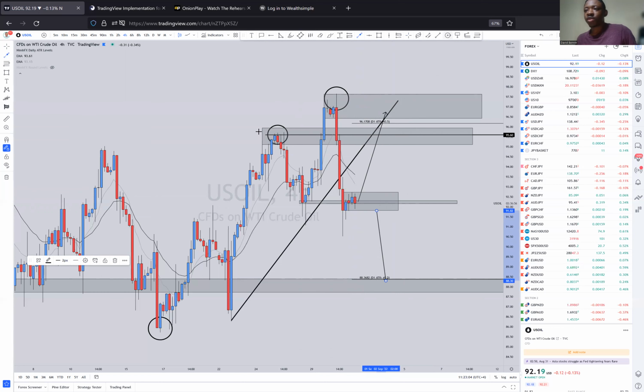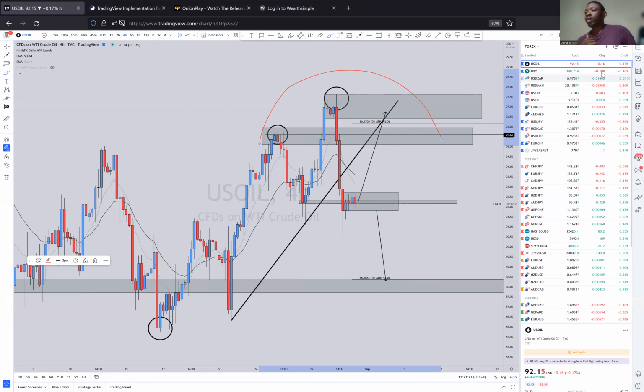Something of this sort, right? If it comes here, potential head and shoulders, and drop to the downside. So this is what I'm seeing on oil. Currently bearish. We could get a short-term pullback to recover and then back to the bearish mode. So this is what I see with oil at the moment.